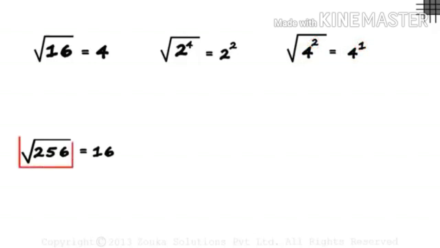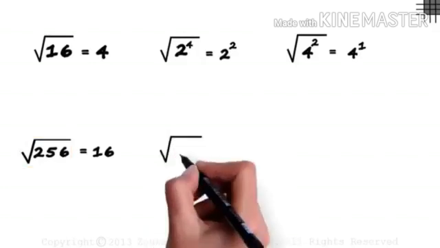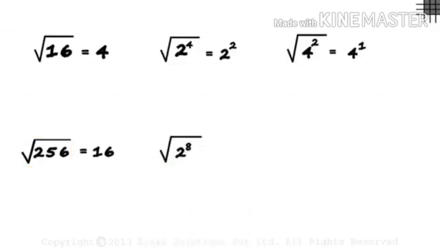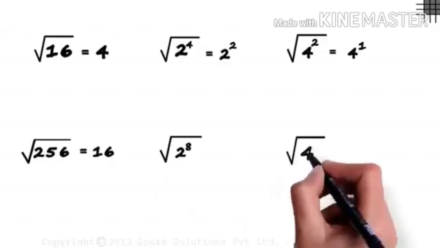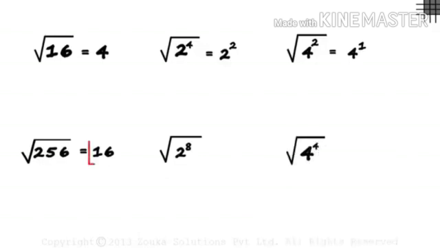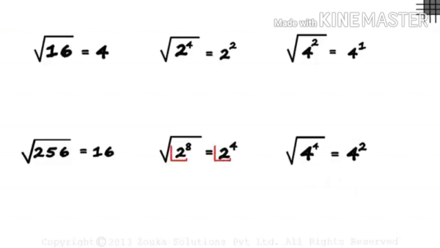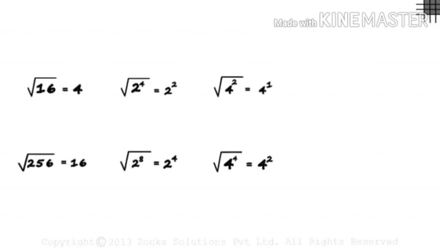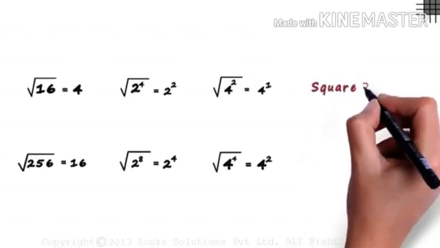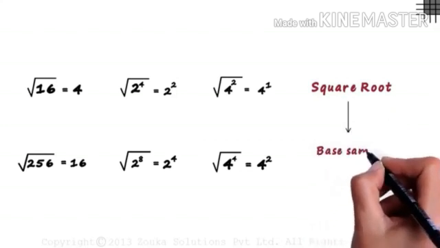Let's see. This can be written as square root of 2 raised to 8, or maybe even square root of 4 raised to 4. And 16 can be written as 2 raised to 4 and even 4 raised to 2. In this case, the base remained the same and the exponent was halved. And in this case too, the exponent was halved. So remember, when you have a number in exponential form and you want to find its square root, just keep the base same and halve the exponent.